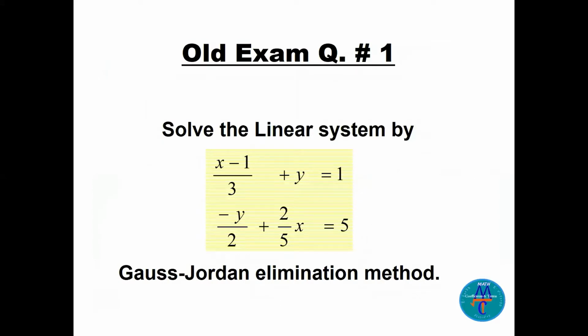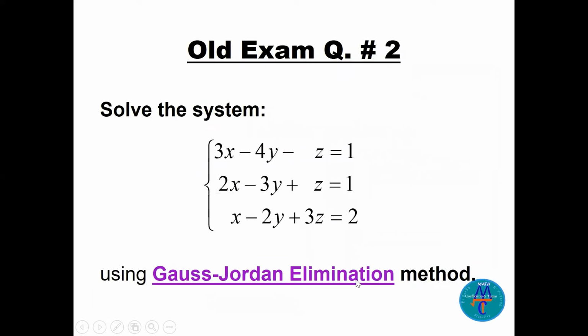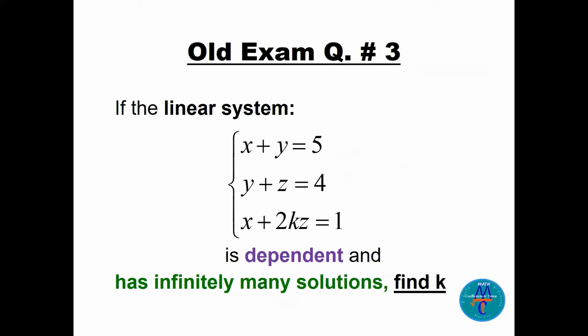Now, these are some old exam questions for you to practice. You can solve this by Gauss-Jordan elimination method. Question number 2, also you can use Gauss-Jordan. This is a 3 by 3. You can try, if this linear system, this is 3 by 3, is dependent and it has infinitely many solutions, find the value of this k.